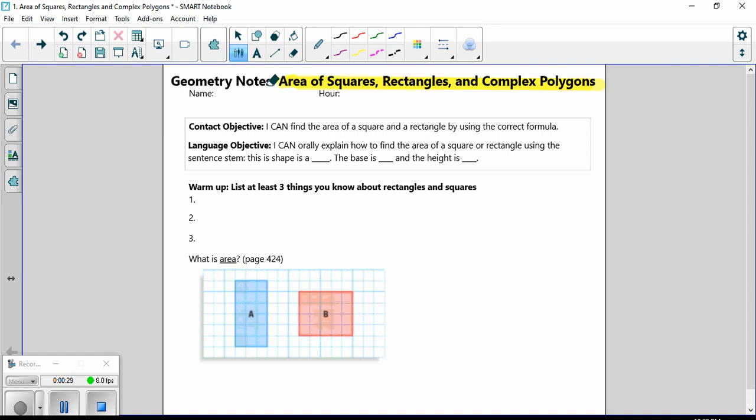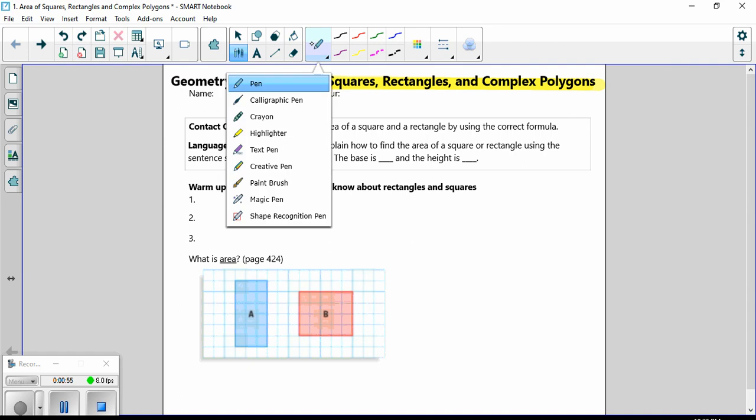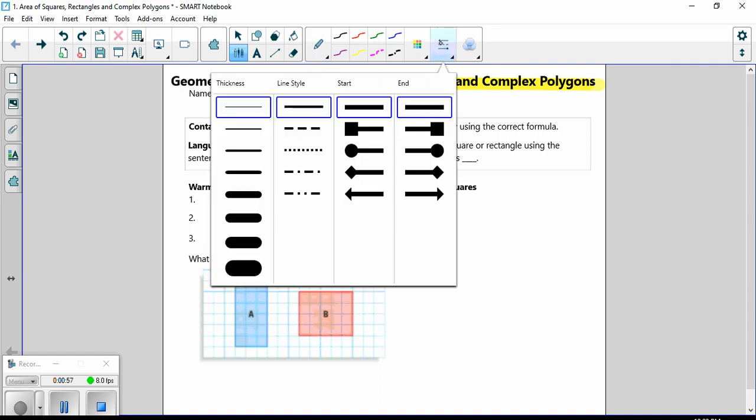So you can go ahead and read the content and language objectives. What we're going to learn in this lesson is how to find the area of squares, rectangles, and complex polygons using the correct formulas. And our language objective is to be able to explain how to find the area of the shapes using the sentence stem: The shape is a blank, the base is blank, and the height is blank. Okay. So let's go ahead and start.